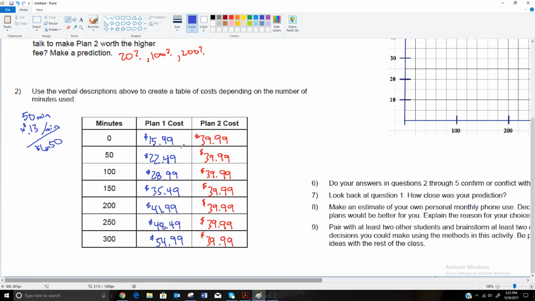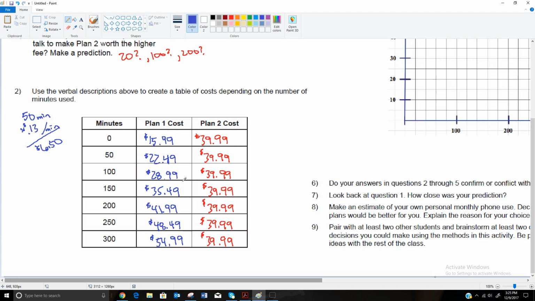So where's the difference at? At what point should we decide to do Plan 2 rather than Plan 1 based on our average number of minutes that we talk in a month? Well, we can't tell exactly. This table's great because it's kind of visual and it helps us build on things, but we can't tell exactly.